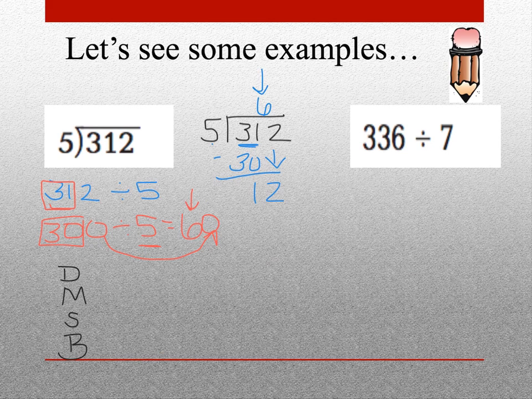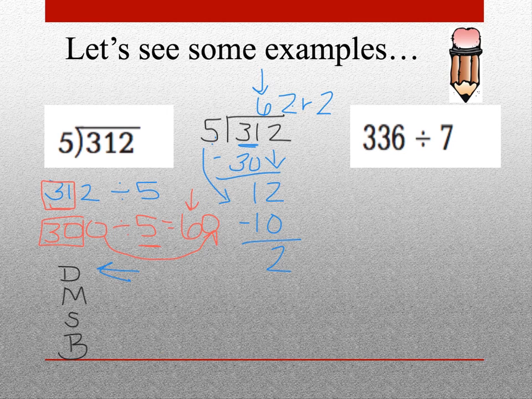Now I'm starting all over again with that division. 5 divides into 12 2 times. 2 times 5 is 10. Subtract, 2. Since I have nothing else to bring down, that's my remainder. 62, remainder 2.